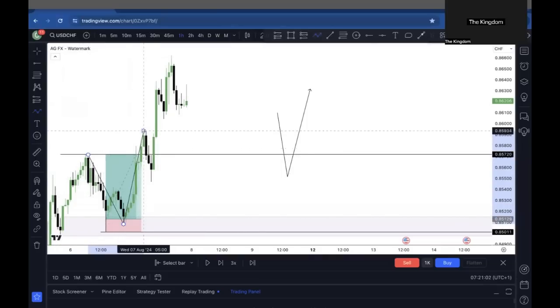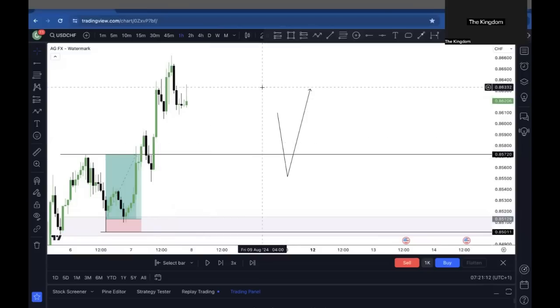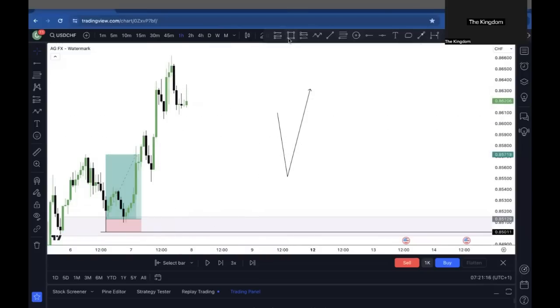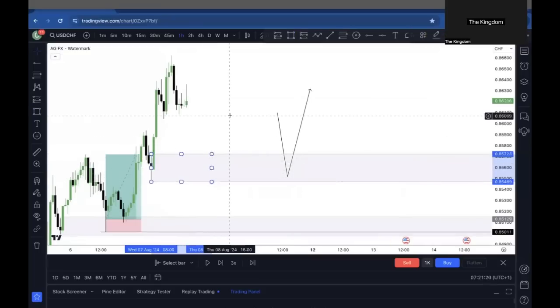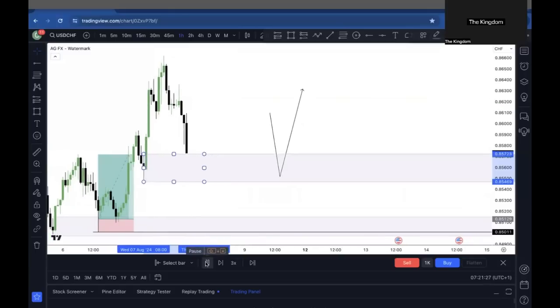It's this, and then a pullback. This time around, it pulled back into fair value, and then price expanded again. Now, price has left behind either a demand or other block, whatever you want to call it. Here's another one. Will price come here? Will price respect it? Will it give confirmation? Let's see what we'll have here.